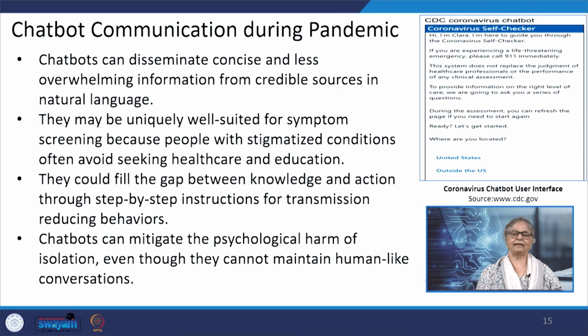So, we can say that chatbot applications in information dissemination, symptom monitoring, as well as in the areas related to mental health, are worthy of attention. Let us also move on to another branch of AI called generative AI.